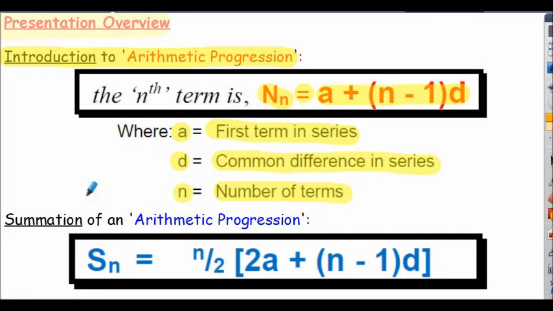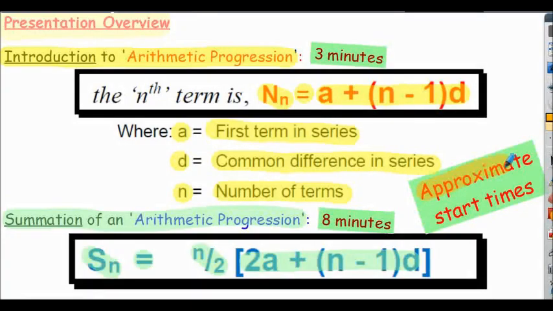We will also use the formula related to the summation of an arithmetic progression, and that's shown here. Sn is equal to n divided by 2 multiplied by, in the bracket, 2a plus n minus 1 times d. And here are the approximate start times related to an outline of the formulae.